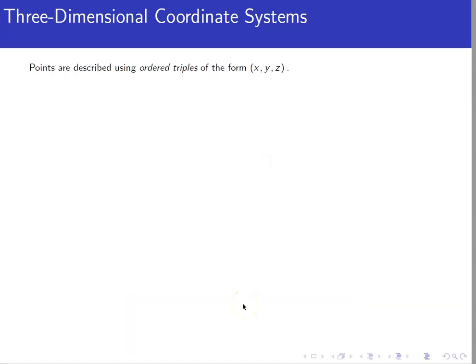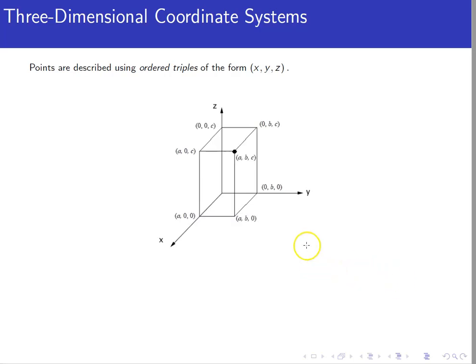We describe points in space, much like we describe points in a plane, using coordinates. In this case, we have x, y, and z coordinates, so we have ordered triples rather than ordered pairs. If we wanted to plot the point A, B, C, the A is your x coordinate, the B is your y coordinate, the C is your z coordinate. That would tell us that we would go out A units, or perhaps back if it were negative. We would go right B units, or left if it were negative. And we would go up C units.